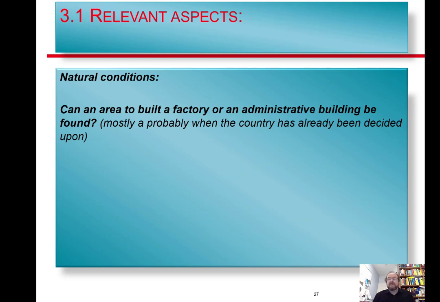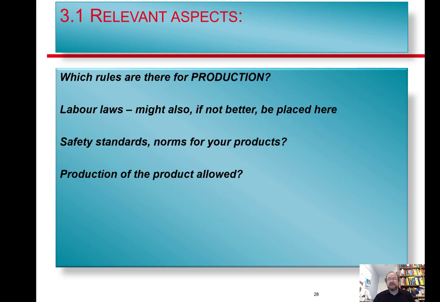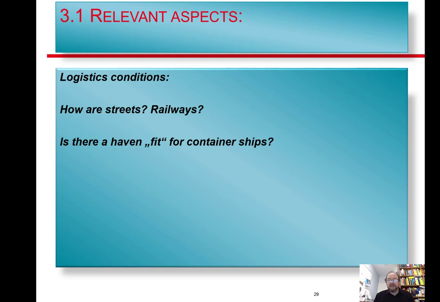Natural conditions, we already talked about a bit of that. You have to look to all of these things. Can an area be found to build a factory or an office building there? That's one of the simplest ideas. Which rules are there for the production, labor laws, safety standards, production of the product, is it allowed or not? Logistics, how are the streets? Do you have railways? Is there a haven which is fit for container ships?